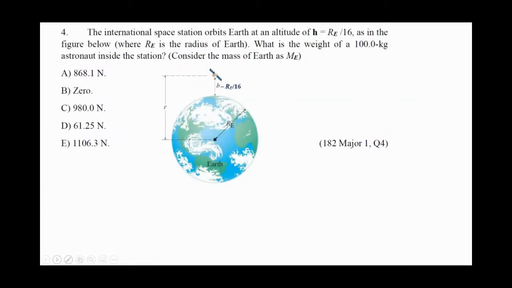The International Space Station orbits Earth at an altitude h equals RE over 16. So the International Space Station, it orbits the Earth, moves around the Earth, at an orbit which has an altitude or a height from the surface h. This h equals what? Equals RE over 16. Okay, what's RE? RE is the radius of Earth.